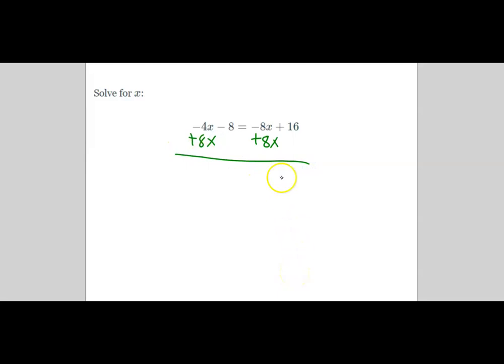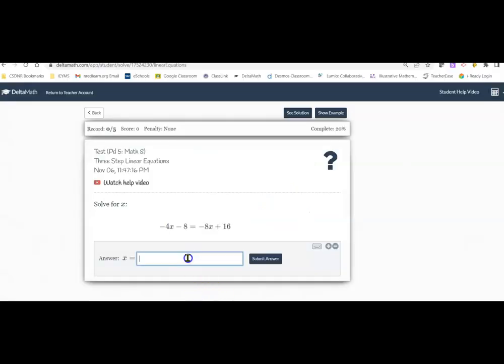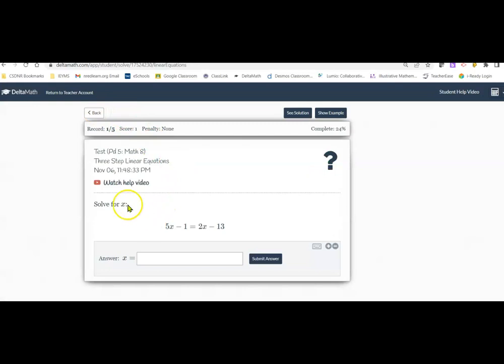So when I rewrite my math here, these make 0. But this over here makes 4x. And I'm going to bring this down, bring down my equal sign, and bring down my 16. And now I have a 2-step equation just like before. Alright, pause the video if you need to look at that a bit longer. Type your answer in here. And let's try this again with variables on both sides.